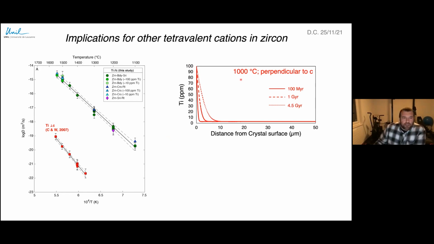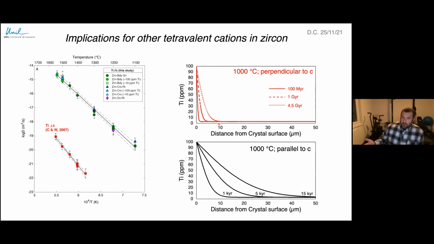Taking the data for titanium diffusion perpendicular to the C-axis, if we hold this zircon at 1,000 degrees for 100 million years, we expect just under 2 microns of diffusion distance. If we hold it there for 1 billion years, we expect about 5 microns. And if we hold it at 1,000 degrees for the entire age of the Earth, we get a little less than 10 microns diffusion distance. So this is a more quantitative way of saying what I said earlier: this data basically says we don't need to worry about diffusion of titanium in zircon under crustal conditions, at least perpendicular to the C-axis.